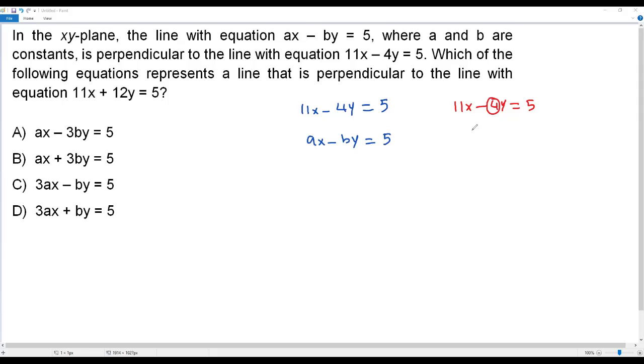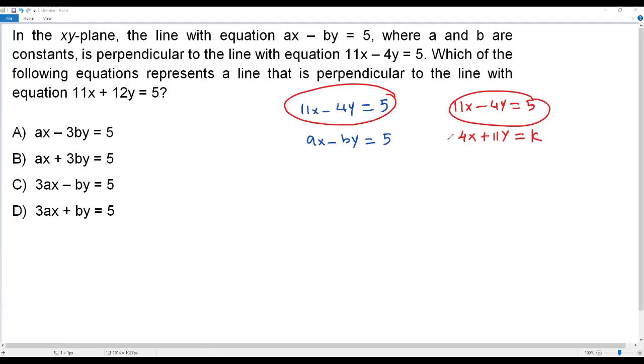So this number 4 should be taken in front of x, and the number we have in front of x should be taken in front of y. We also have to change the sign. Here we have negative, it has to be changed to positive. And also change the constant 5 to some other new constant, say k. So this is the equation of a line which is perpendicular to this line.